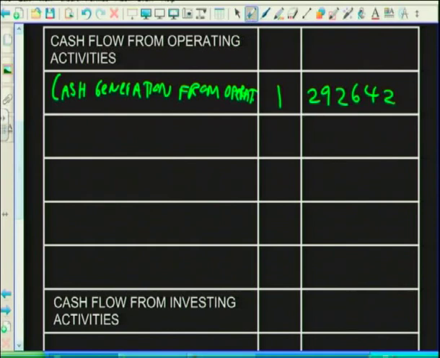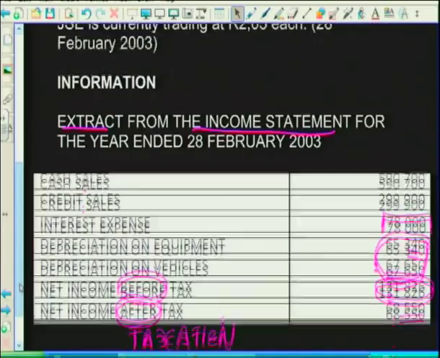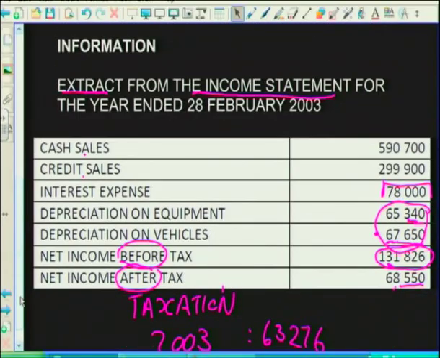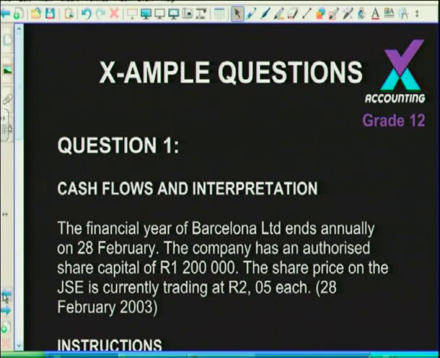Right, then we're moving on. We're now going to take into account interest paid, because remember guys, interest paid was a separate item, separately disclosed on the face of the cash flow statement. Our interest paid, let's go back to our information, and we're going back to our extract of the income statement. Our interest paid or interest expense for the year, 78,000. So let's take that figure through.